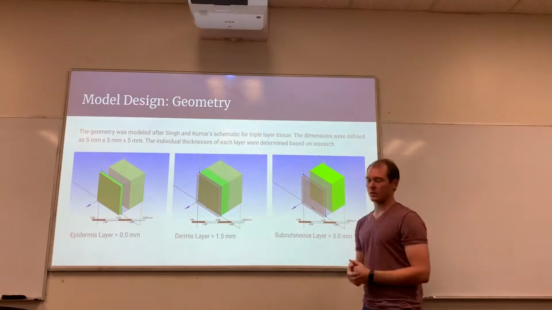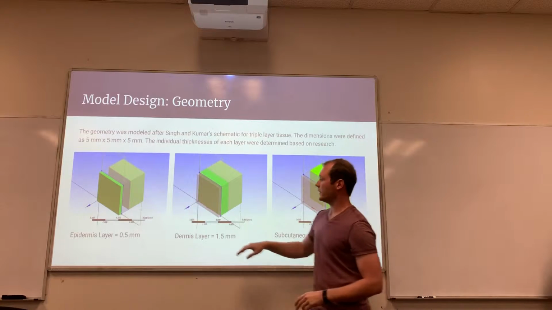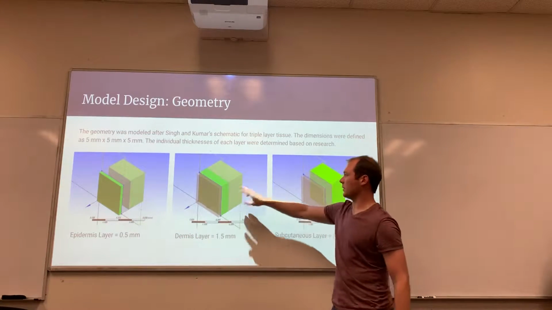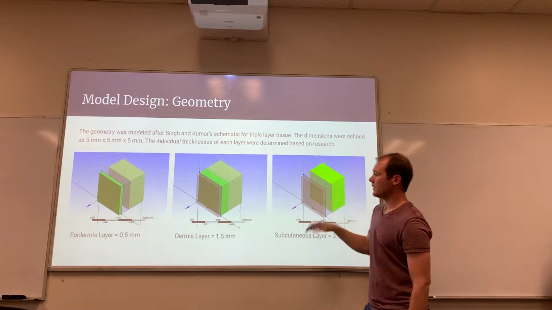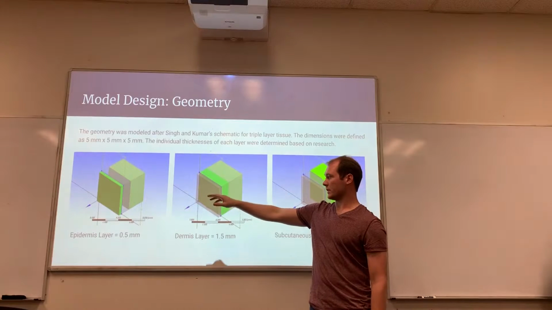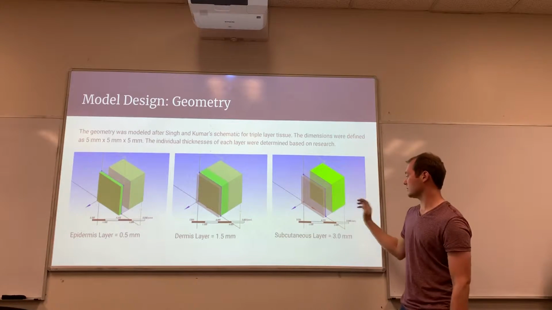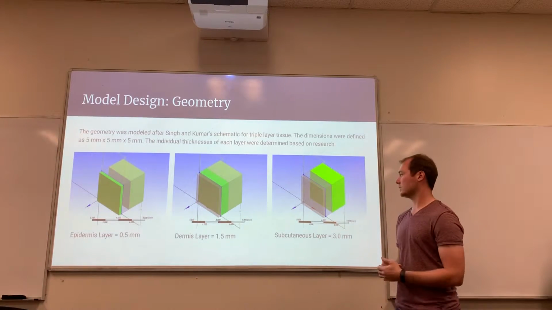This is our design on ANSYS for our computational modeling, and the bright green on the far left is our epidermis layer. Right here in the middle is our dermis, then the bottom is subcutaneous. The epidermis layer has a thickness of 0.5 millimeters, the dermis is 1.5 millimeters, and the subcutaneous layer is 3 millimeters. This totals 5 millimeters in length.